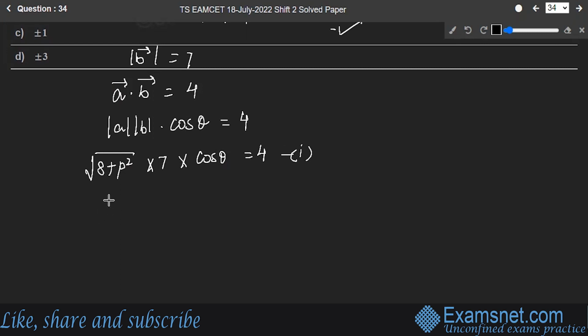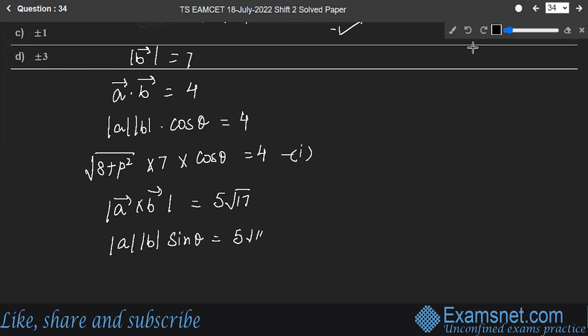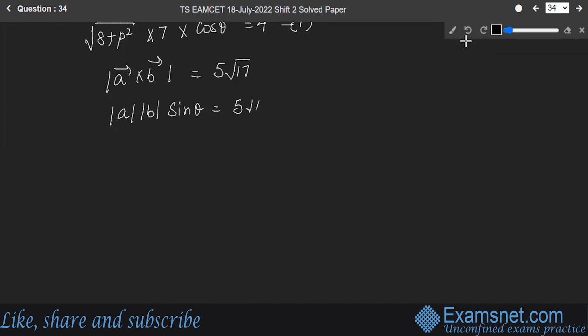Now let's pick up the second thing, which is the cross product of both the vectors. This is equal to 5 root 17. So this is A, B mod into sine of angle between the two. And this is equal to root of 8 plus p square multiplied by 7 into sine theta is equal to 5 root 17. Now let it be 2. Let's divide 1 and 2.